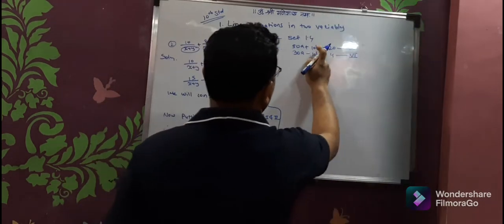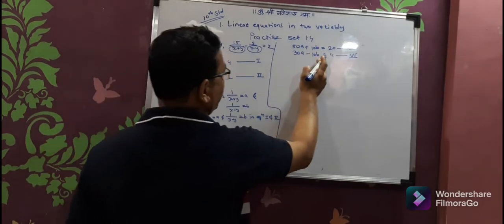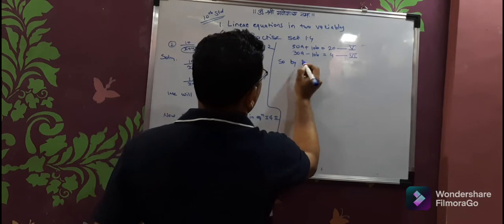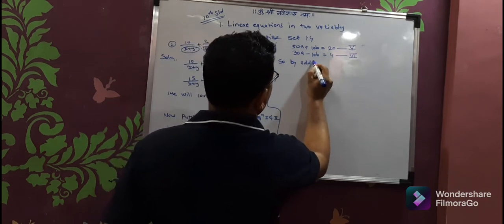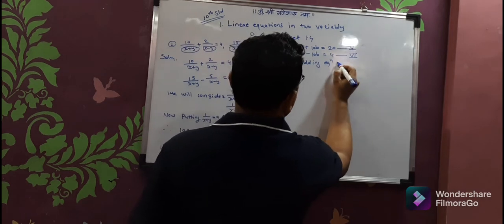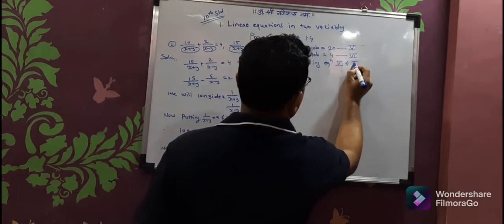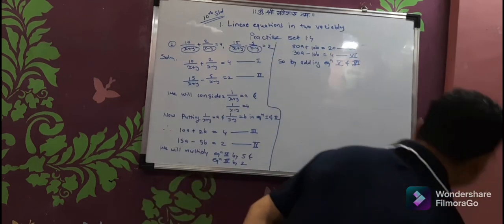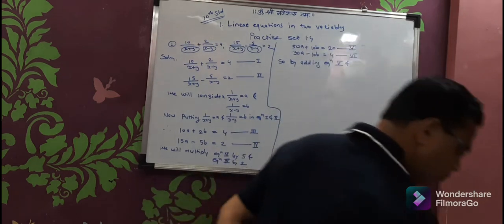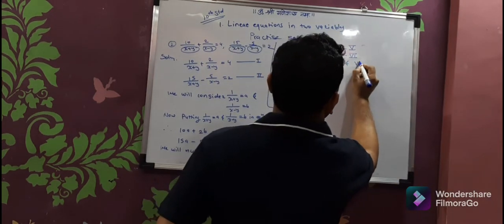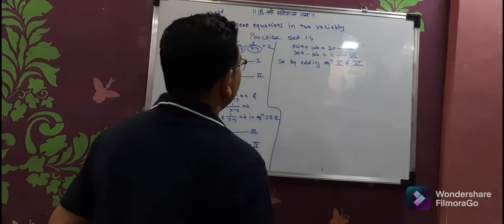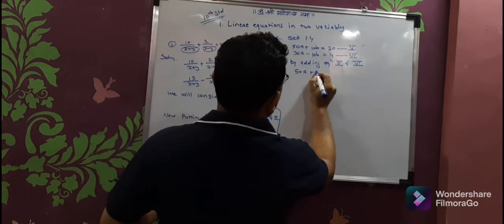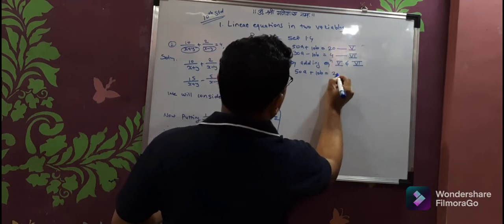Now what will we do? We will do addition. If you do addition, then 10b will get cancelled. So by adding the fifth and sixth equations, we will write 50a plus 10b is equal to 20.